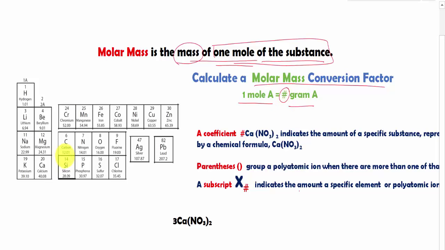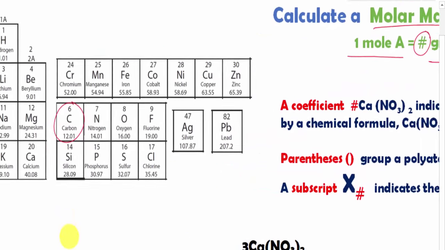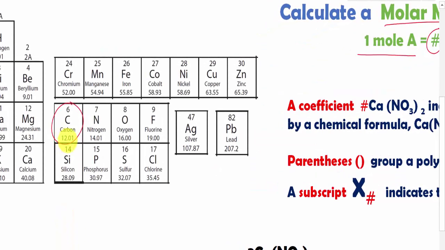For example, if I look at carbon right here, I have 12.01. That is the atomic weight, but it's also the molar mass of carbon. That 12.01 is the molar mass of carbon. That being said, you can interpret that as 12.01 grams of carbon is equal to 1 mole of carbon.